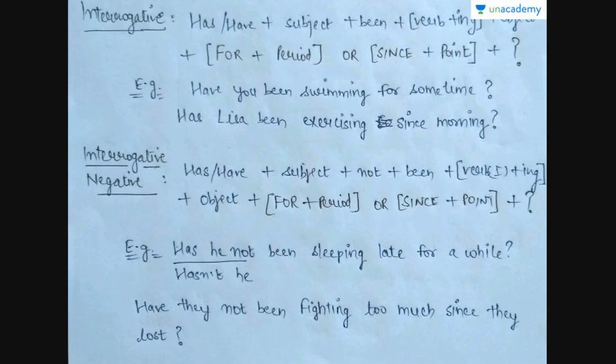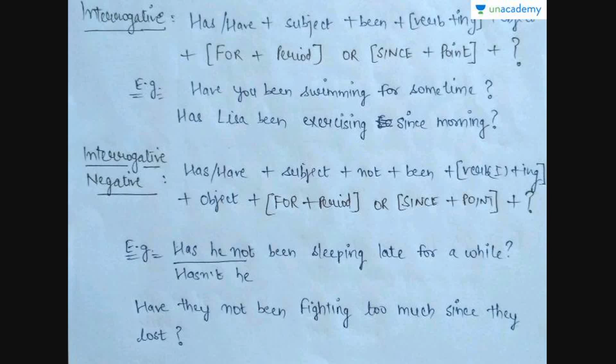Interrogative sentences: has or have, plus subject, plus been, plus verb's first form, plus ing, plus object, plus for, plus period, or since plus point of time. For example, have you been swimming for some time? Or with WH family words, why have you been swimming for some time? Has Lisa been exercising since morning?